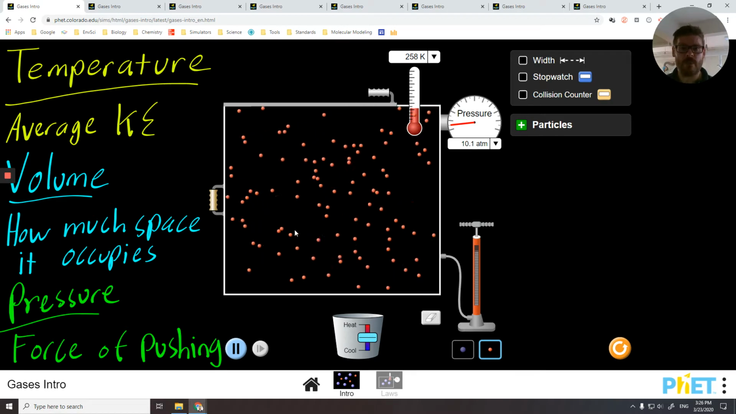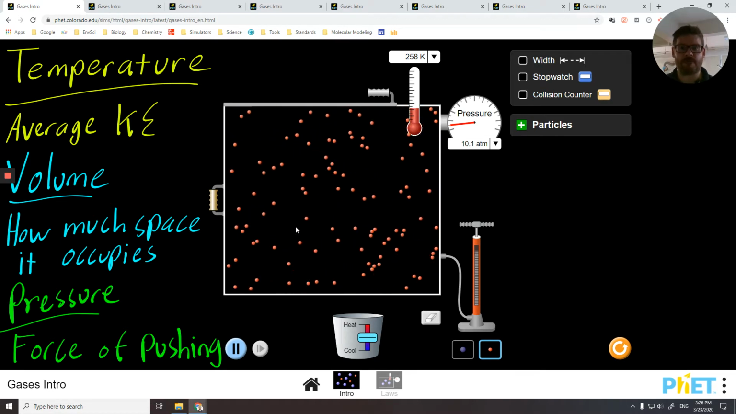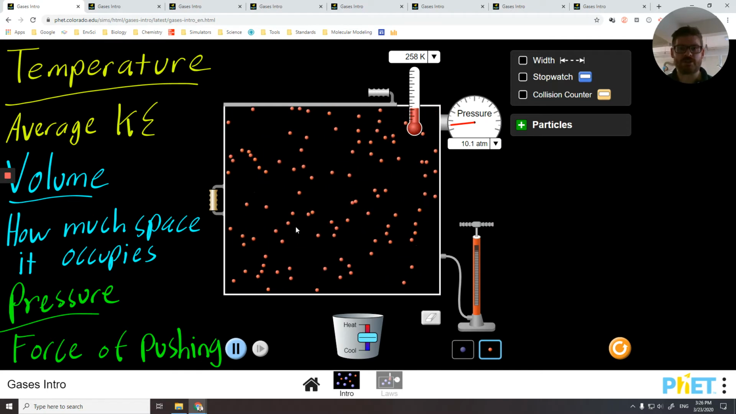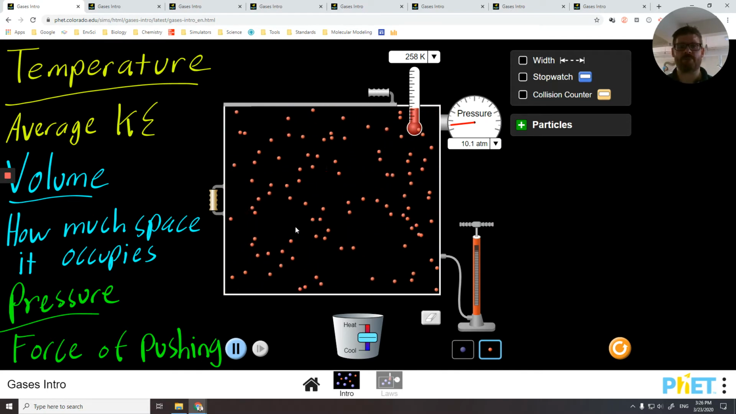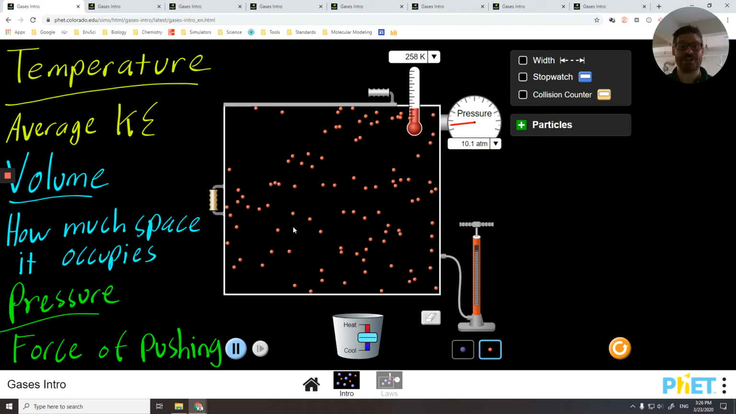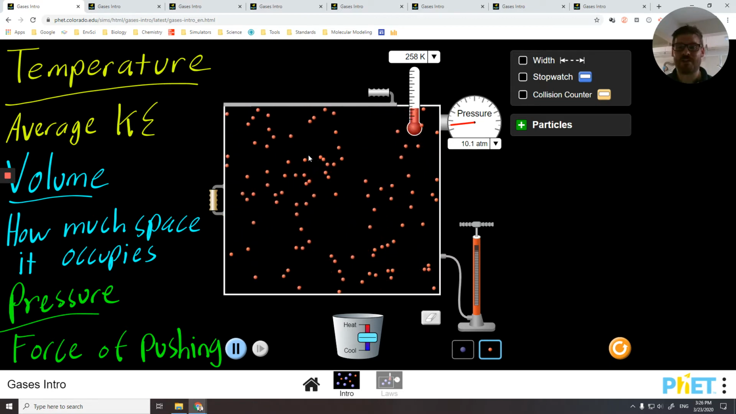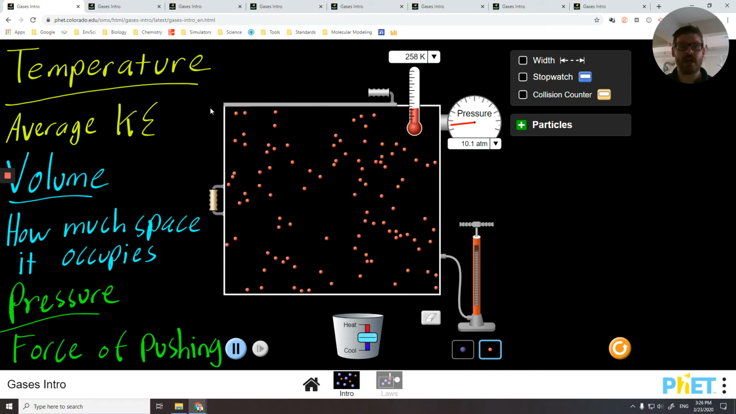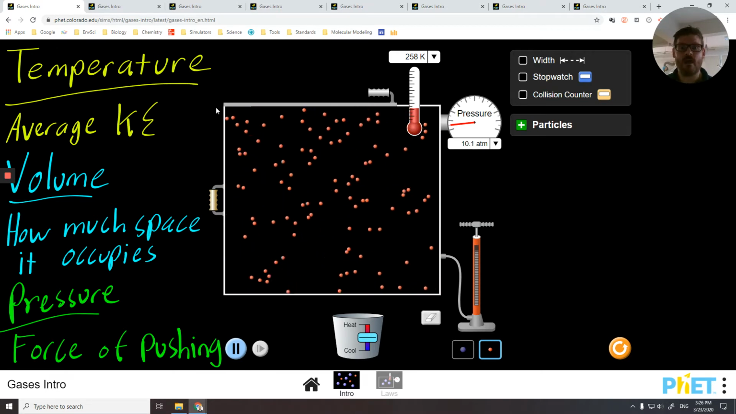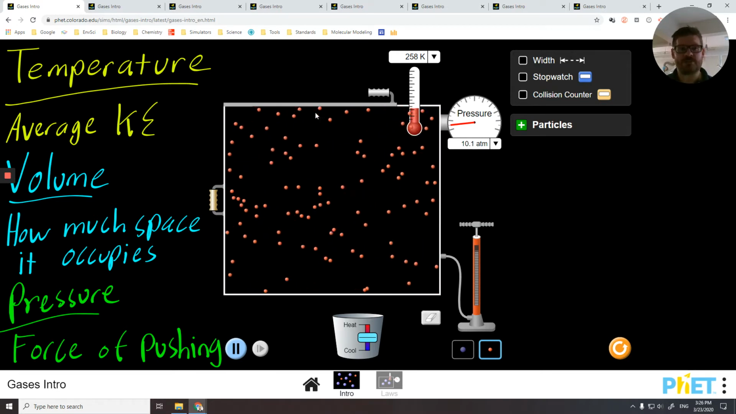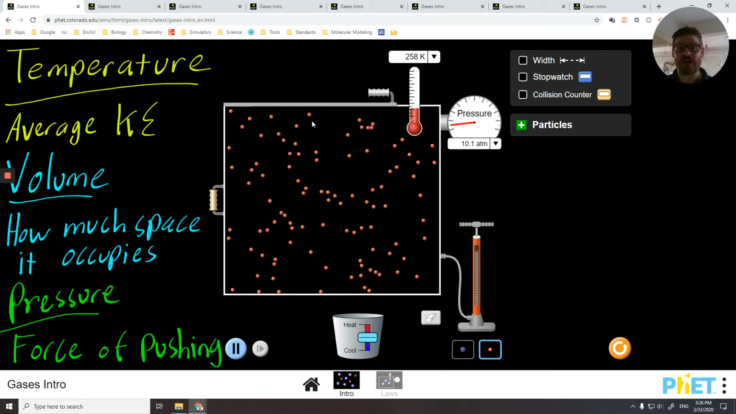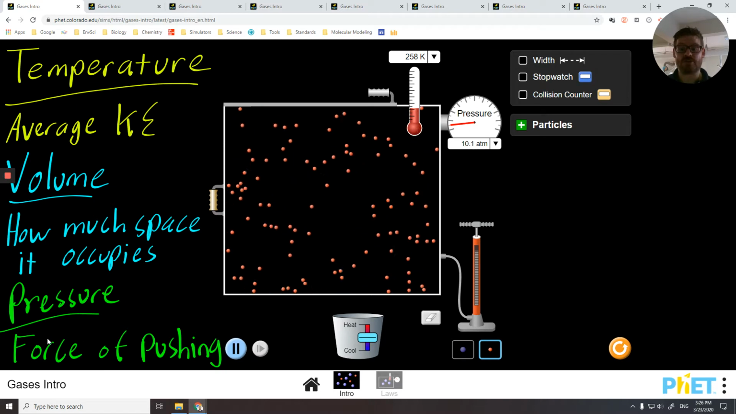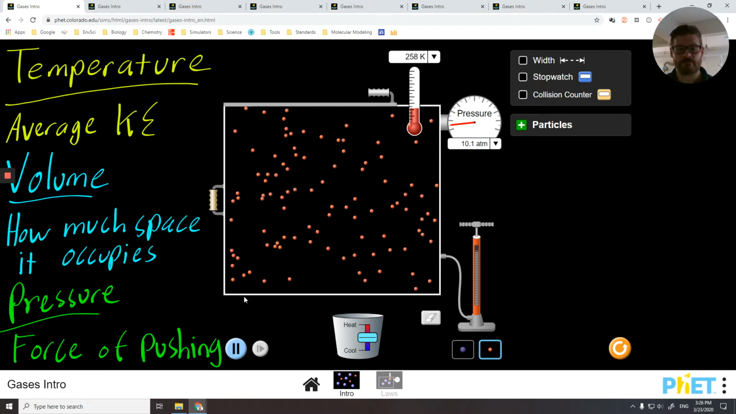Finally, pressure. Pressure is a measurement of force. Force is about pushing and pulling. So pressure is specifically about the force of pushing. Every time one of these particles collides with the exterior of its container, it pushes it a little bit. The more often it pushes, the more pressure. The harder it collides with it, the more pressure. So pressure is the force of pushing.